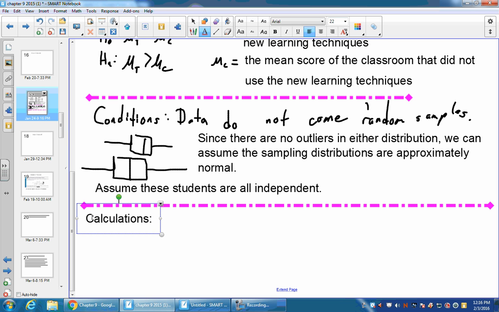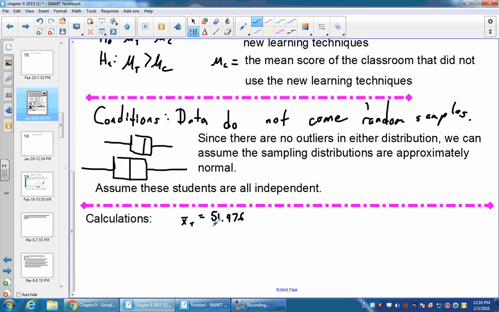So we will need to find our values. Well, we have our x bar of our treatment to be 51.476, and our standard deviation of the treatment is 11.007, so let's just say 11. And if I did that for my second distribution, I have a mean of 41.5 and a standard deviation of 17.1.